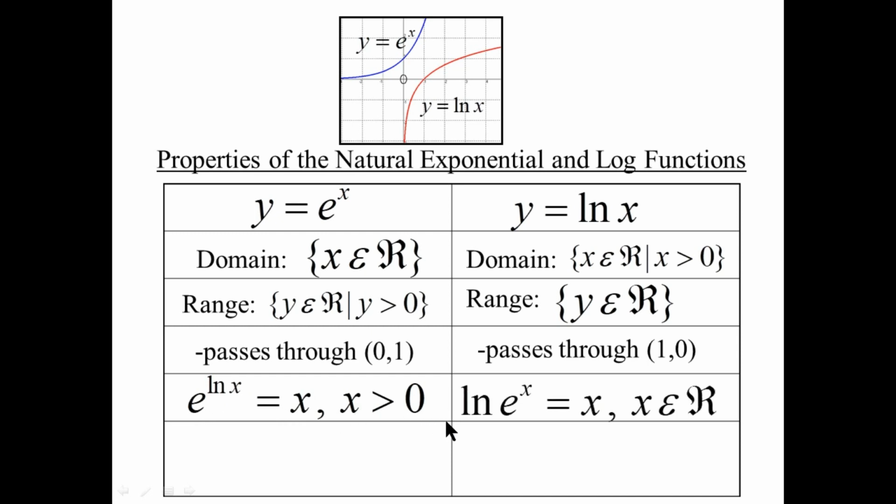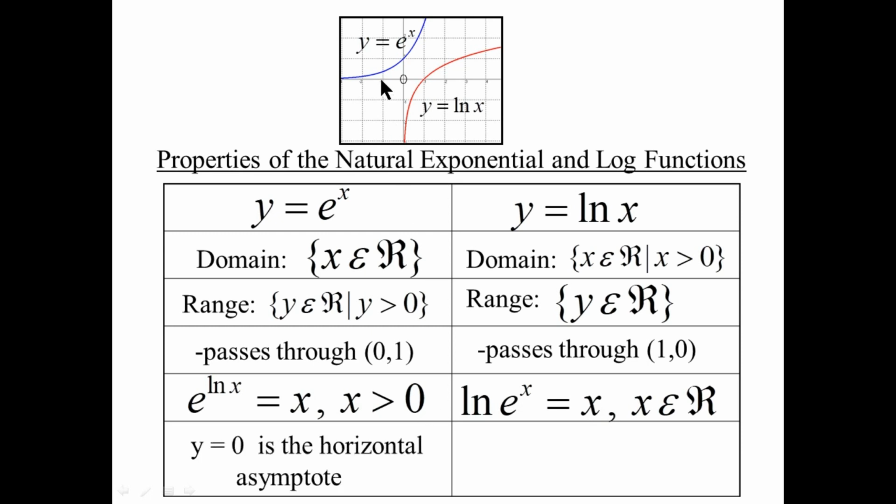Here's another tricky fact. Ln e to the x is x, because this says the exponent you put on e to get e to the x. The exponent you put on e to get e to the x. That's what this ln e to the x means. And of course, the exponent you put on e to get e to the x is x.